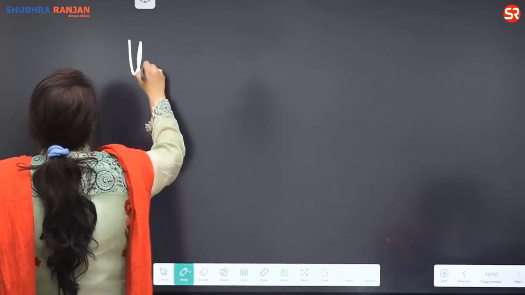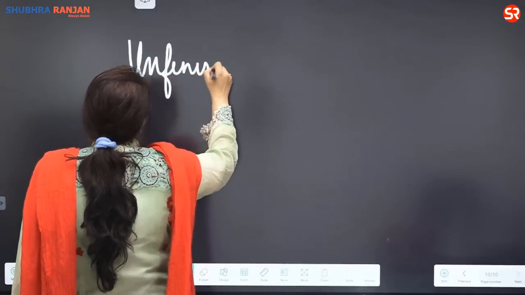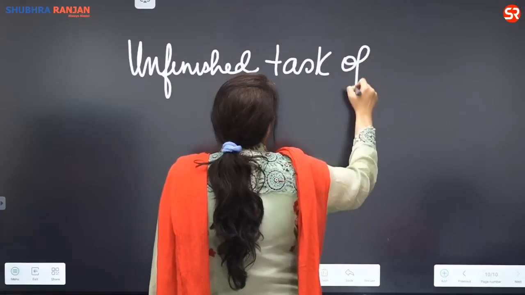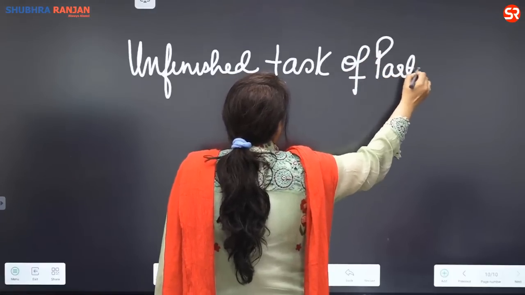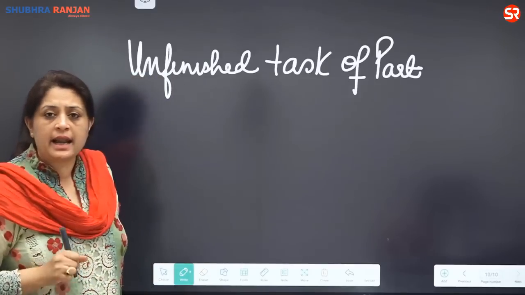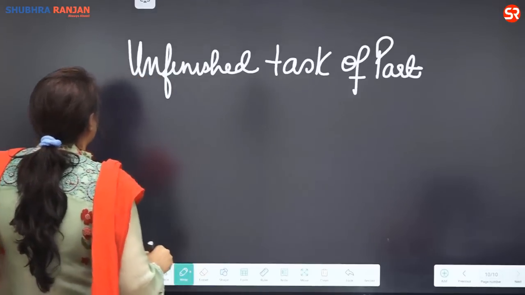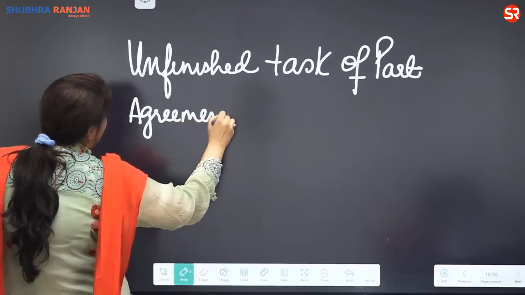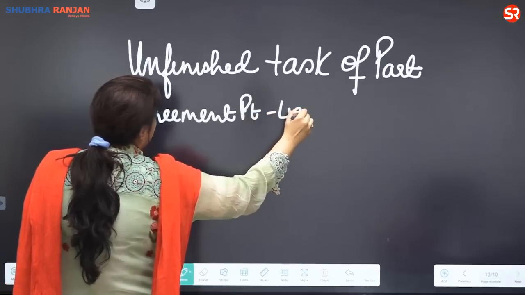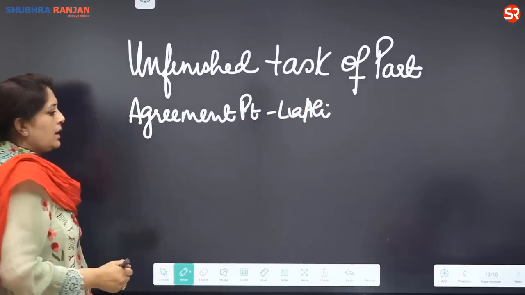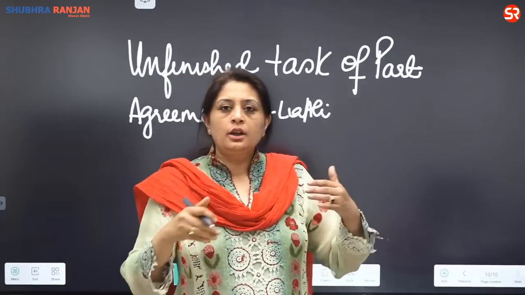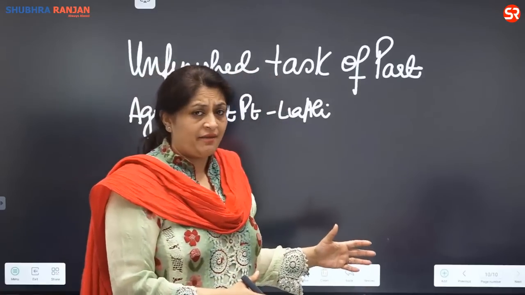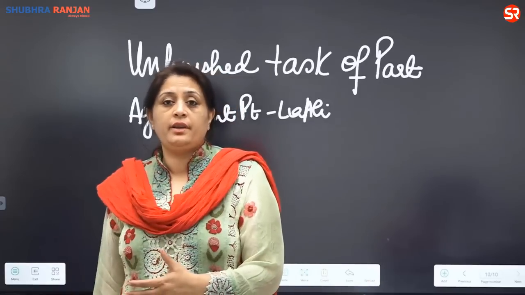completing the unfinished task of partition. So the partition was done in haste, and at the time of partition there was an agreement between Pandit Nehru and Liaquat Ali Khan of Pakistan, and they said that there will be minorities left in India, there will be minorities left in Pakistan.